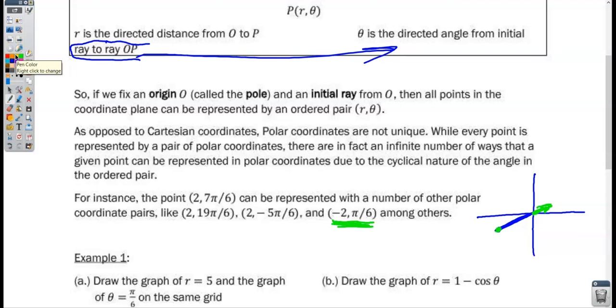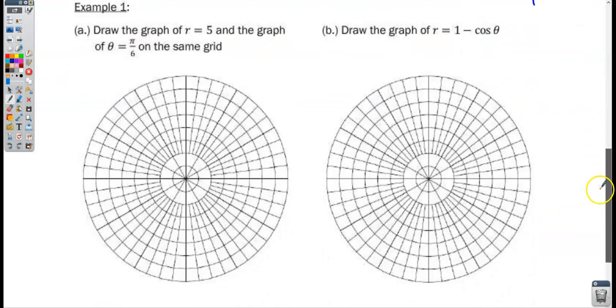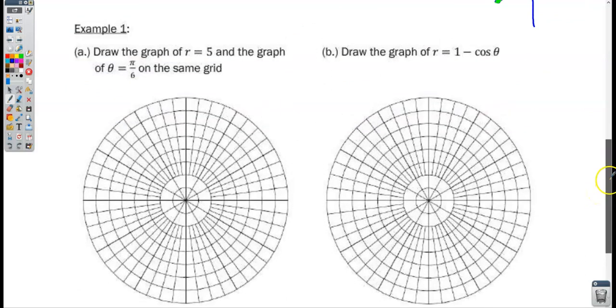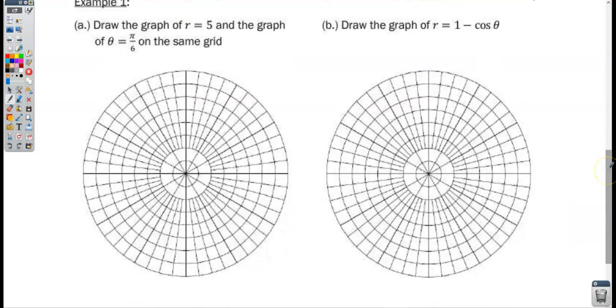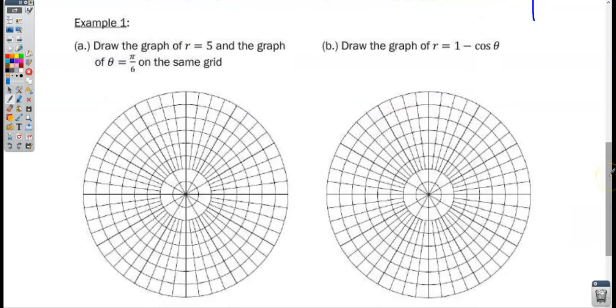All right, let's do a couple of graphs here, just to get us introduced to graphing in polar coordinates. Most of the time in this class we're going to do any graphing that we have to do of polar coordinates by hand, or we might have a graph provided for us. But it's good for us to understand how we graph in polar coordinates. In example A here, we're going to draw two curves on this same grid. These are the two special kinds of curves.